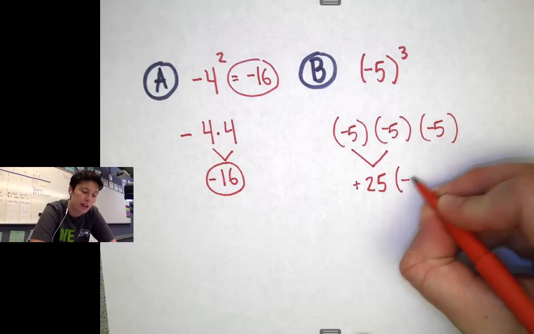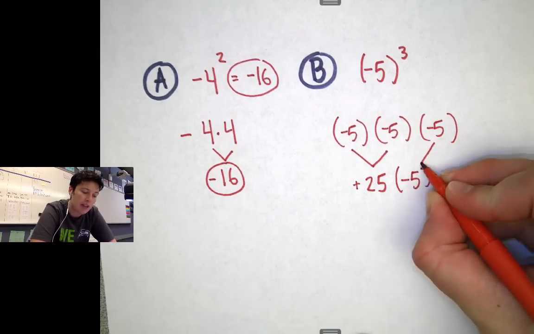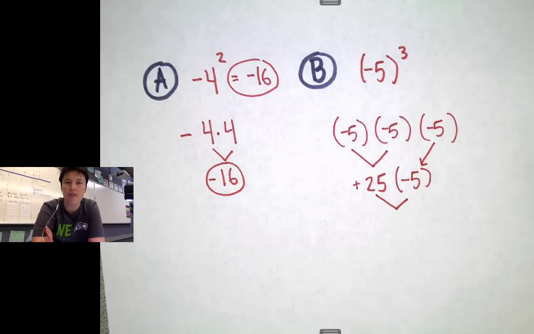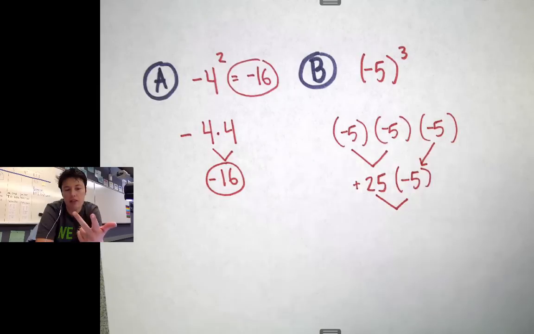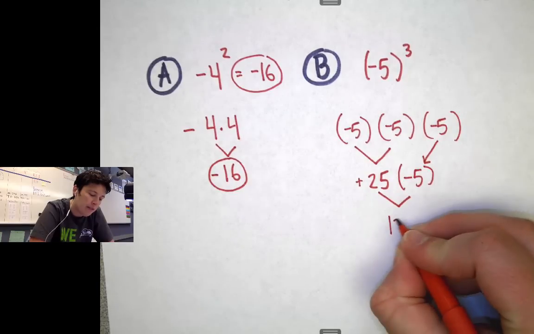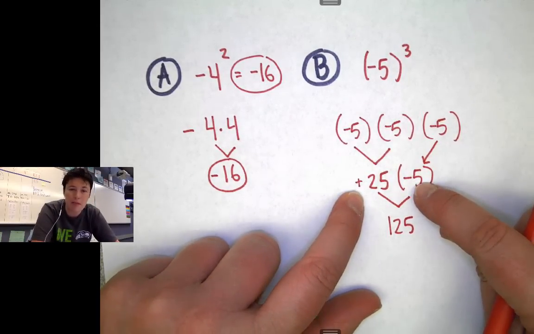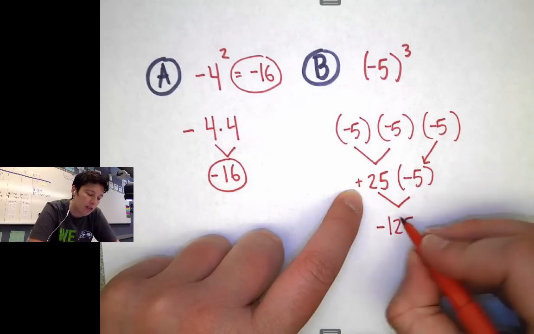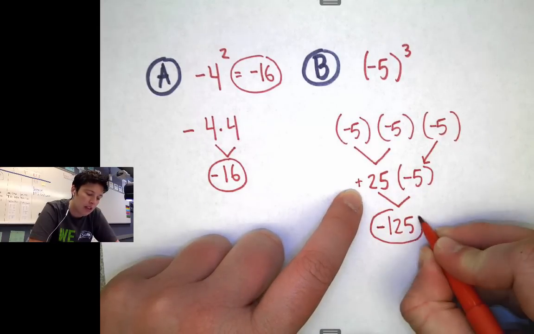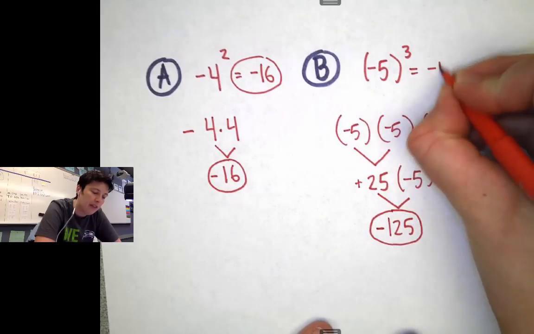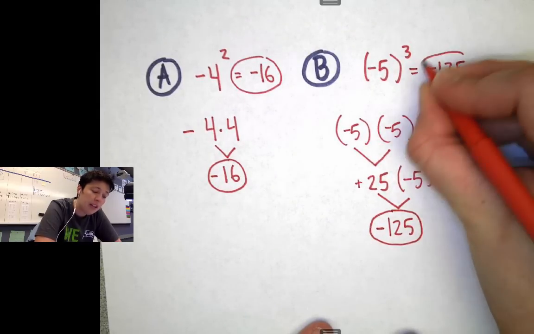That's a good thing. But I still have this other negative 5. I haven't dealt with that number yet. So now I'm going to do 25 times negative 5. Well, 25 times 5: 25, 50, 75, 100, 125. So it's 125. But this is a positive, this is a negative, that doesn't match up, that's a bad match, so that makes it a negative answer. A positive times a negative is a negative. So our answer is negative 125. Negative 125.